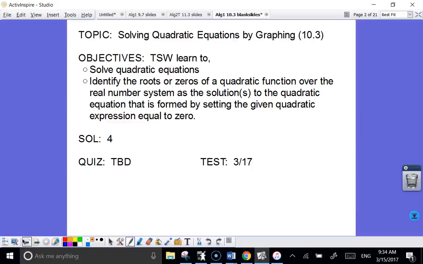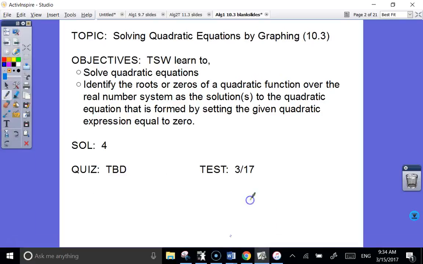Okay, so here we go. Solving quadratic equations by graphing. So this is going to be another way, and we're not going to graph it by hand. We're going to just let the calculator do the graphing part, which you may like. Okay, so next slide.